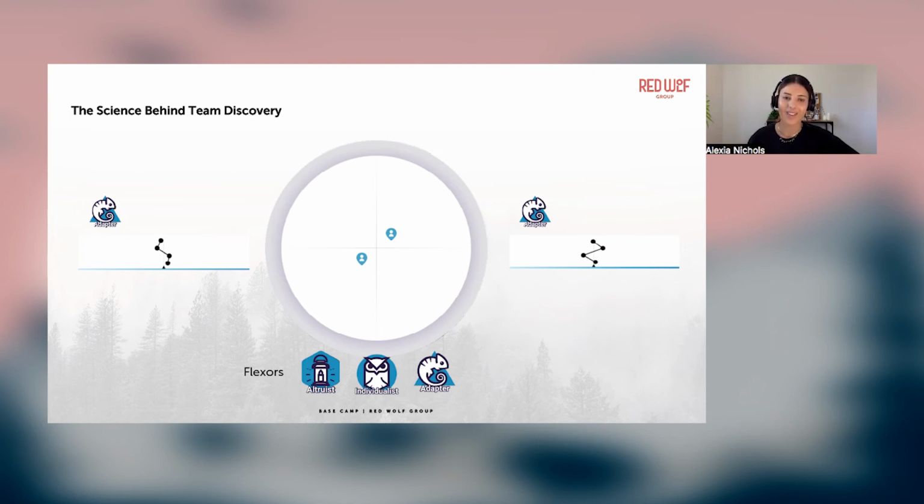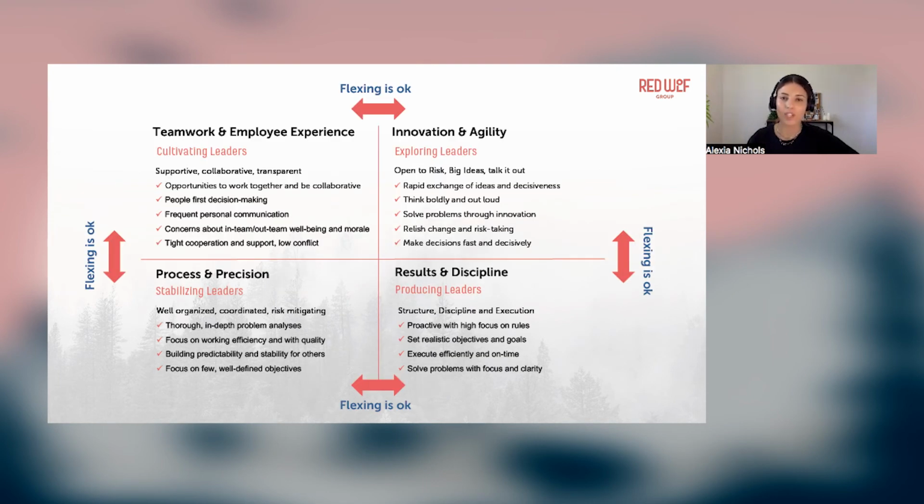So thanks everyone. Alrighty, so like I was mentioning before, depending on where you sit, there will naturally be a little bit of a flex that you can do and that is okay with you. For example, if you were to sit in the innovation and agility quadrant in the top right, you will feel comfortable to flex across into that teamwork and employee experience quadrant. That would make sense because both your innovation and agility and your teamwork and employee experience have people with a higher extroversion drive.